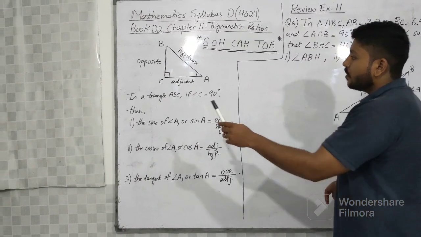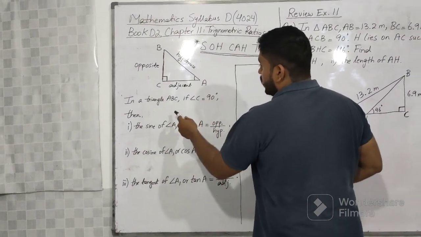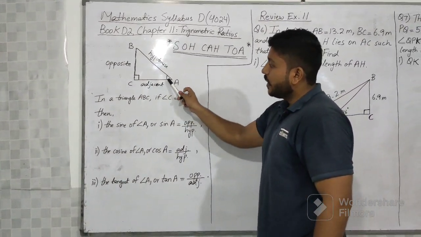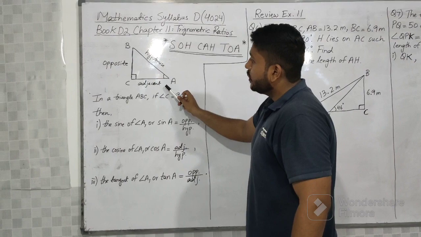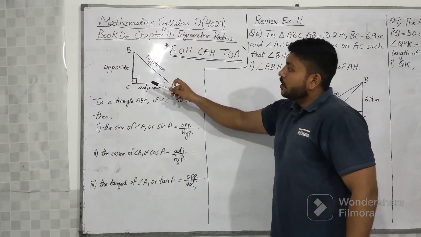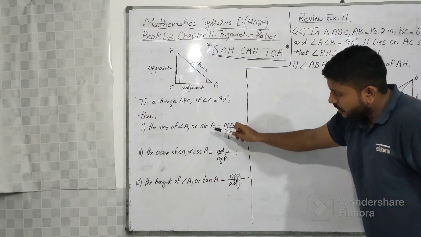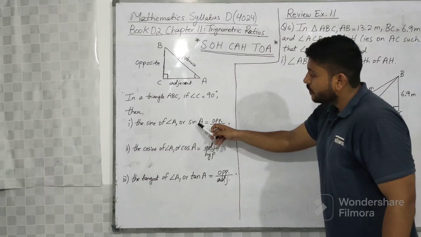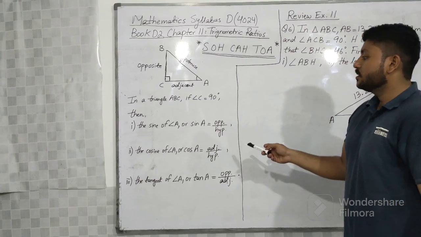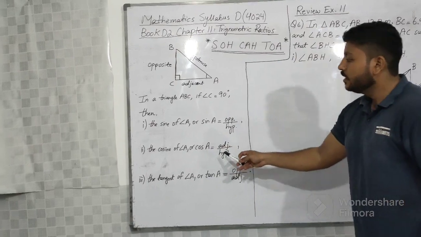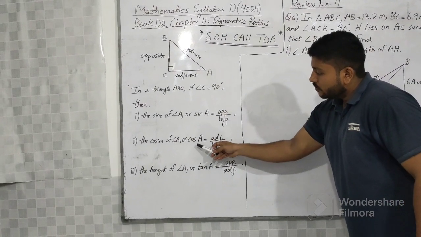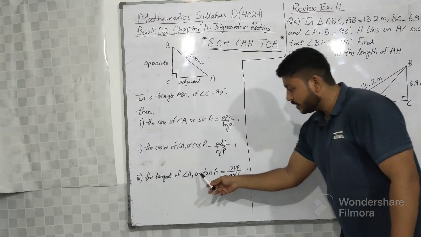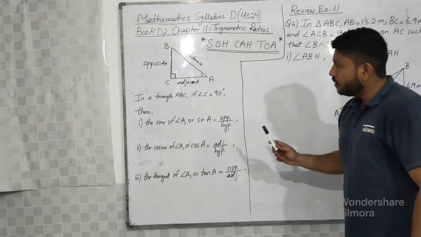Okay, so moving forward, in this triangle, if angle C equals 90 degrees, then the sine of angle A is given as opposite over hypotenuse, and the cosine of angle A, cos A, equals adjacent over hypotenuse, and the tangent of angle A, tan A, equals opposite over adjacent.